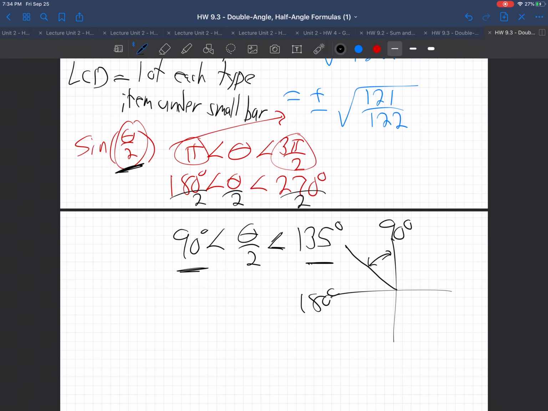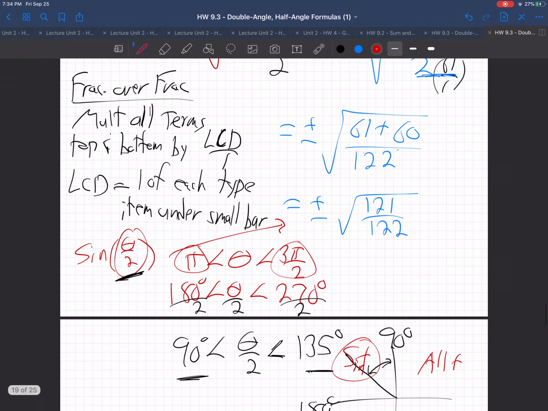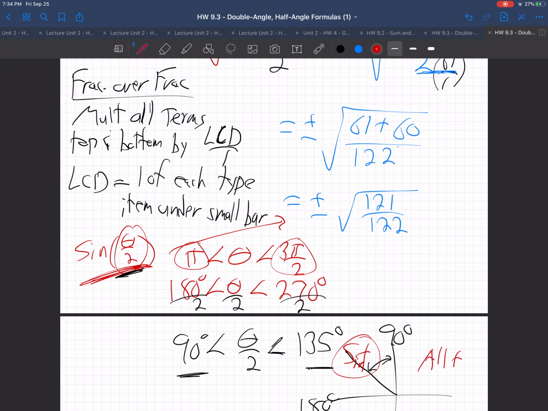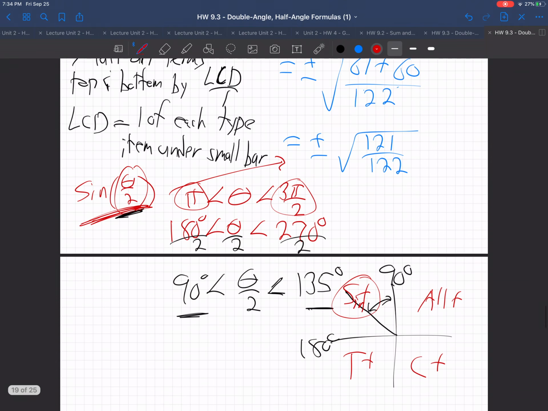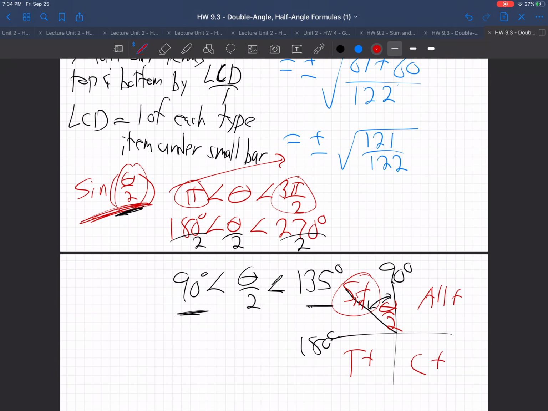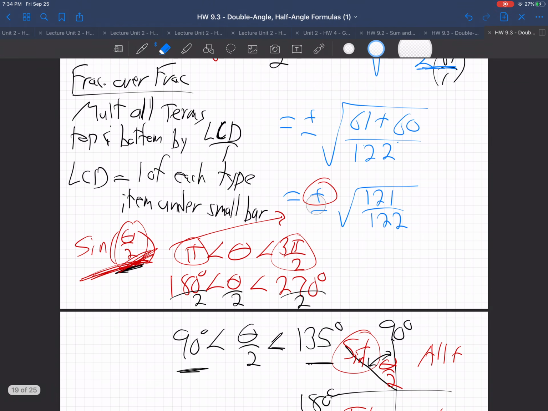So what? Well, that tells us the sign. All students take calculus. In the second quadrant, sine is positive. This is the sine of theta over 2. It's the sine of an angle in the second quadrant. Theta over 2 is somewhere there in the second quadrant. So the sine of theta over 2 has got to be positive. That answer is positive.